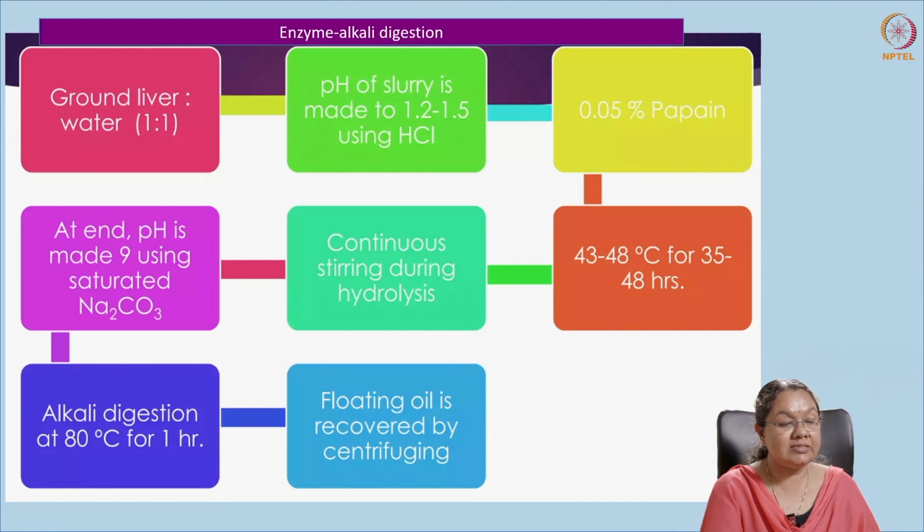Here in this case, papain is used, and papain is active at acidic pH. So we reduce the pH of the slurry. The liver is ground and converted to slurry, and the pH is reduced using HCl, and then papain is added and allowed to digest or hydrolyze the tissues, and then it is made alkaline using sodium carbonate. When you add sodium carbonate, the pH increases, so it becomes alkaline. In that condition, it is digested for 1 hour at 80 degrees centigrade, and oils are separated after centrifugation. So these are the different methods of extraction from the liver.